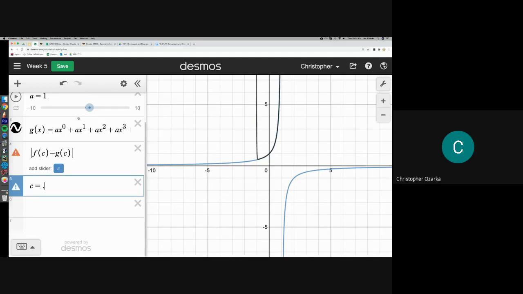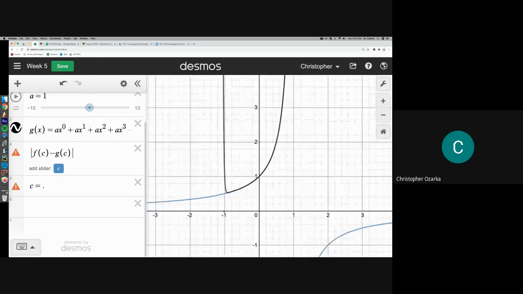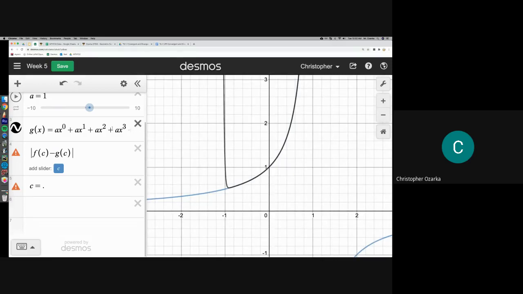So long story short, the reason why it's not overlapping perfectly is because I didn't go to infinity. And if you notice, it only works from -1 to 1. The reason why is if it was anything else, it would diverge.